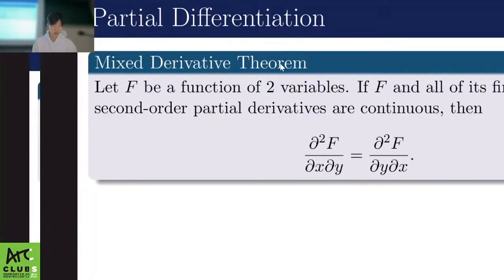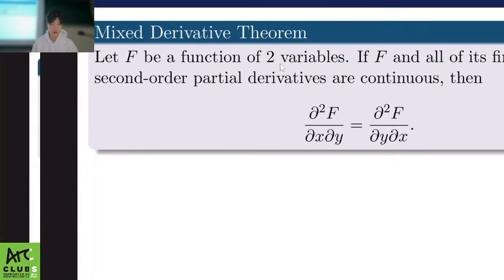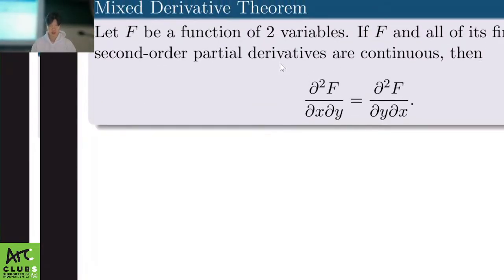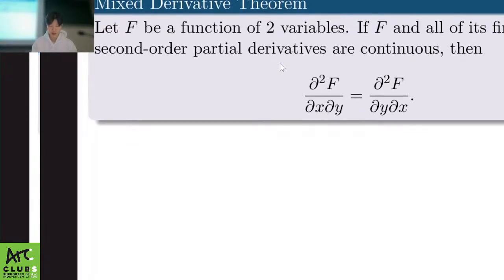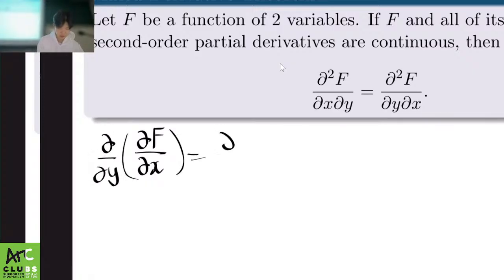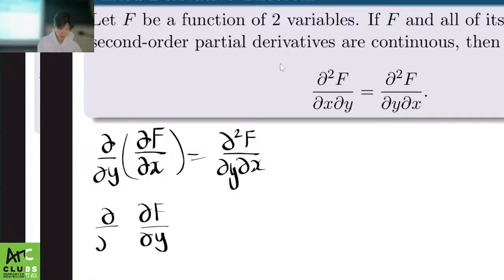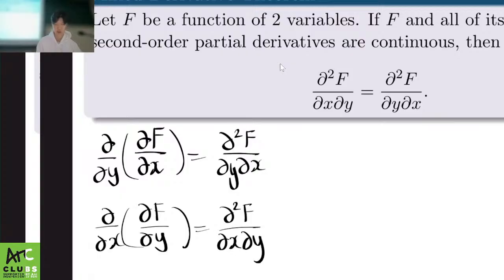Now, how can we use this? We have this thing called the mixed derivative theorem. If f is a function of two variables, and if f and all of its first order and second order partial derivatives are continuous, then we have this. What this means is, say I have a function f, and I take the partial derivative with respect to x first, and then with respect to y. We get this here. But if I were to do it with respect to y first, and then with respect to x, the theorem states that it doesn't actually matter which order you do it in.